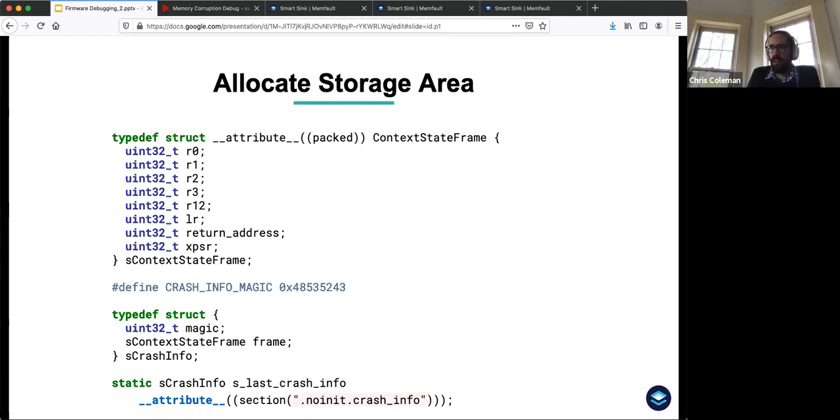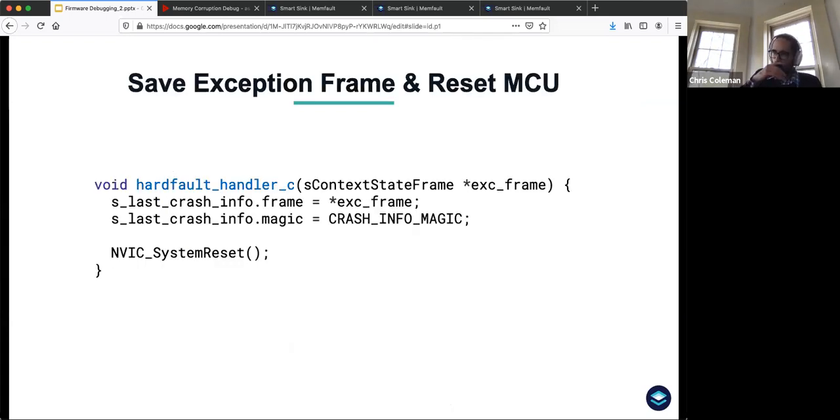And so what we've defined here is a struct that matches that exception frame. And we've also defined a variable that's going to hold this information in that no-init region. When the HardFault handler takes place, what we can do is save the exception frame. And then we're going to use this magic header to mark that something was recorded. And then we're going to reset the system.